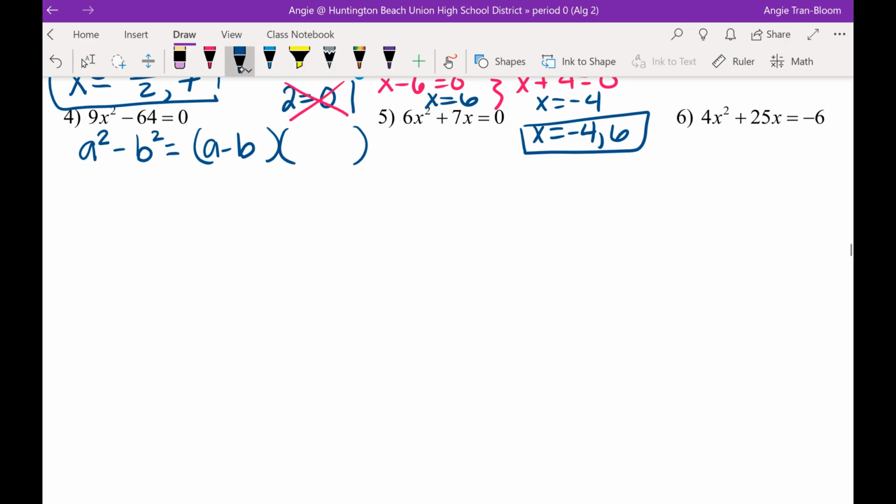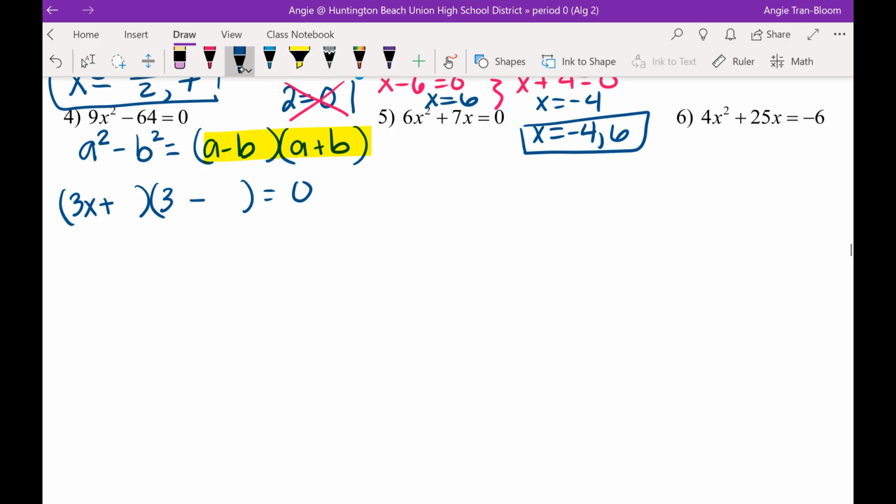A minus b times the quantity of? No, this is a difference of two squares, not two cubes. Heidi? Just a plus b. Well said. Okay. So 9x squared, what's the square root of that? Right. So my factors will be two factors equal to 0. One's positive, one's negative. Can you guys see the factors here? Okay. So that's going to be 3x here.